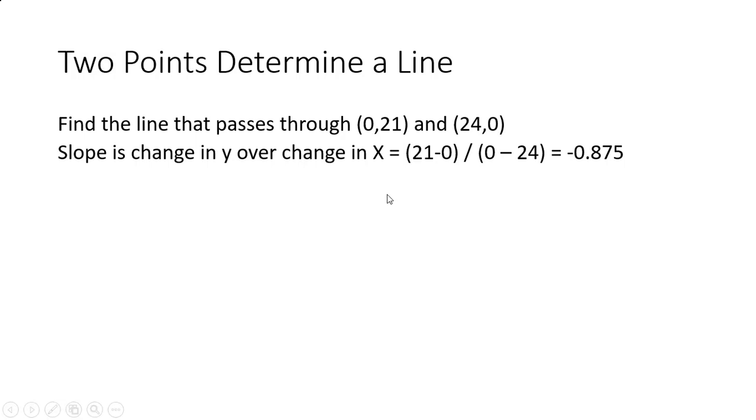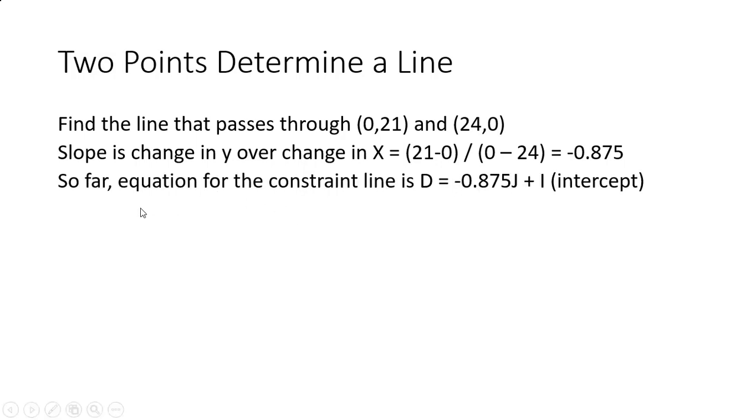So now that we've got the slope, we have our formula y equals mx plus b. We need to find that intercept. So right now our equation is d equals negative 0.875j plus I. I'm using I for the intercept. Now we have 2 points that pass through the line: 0, 21, and 24, 0.